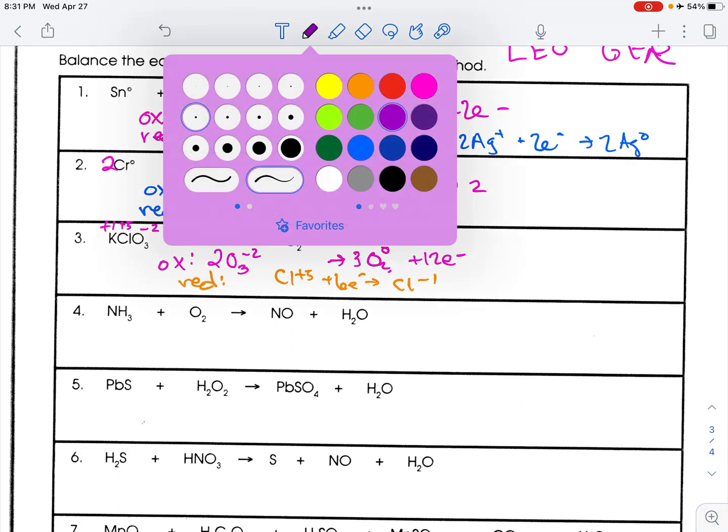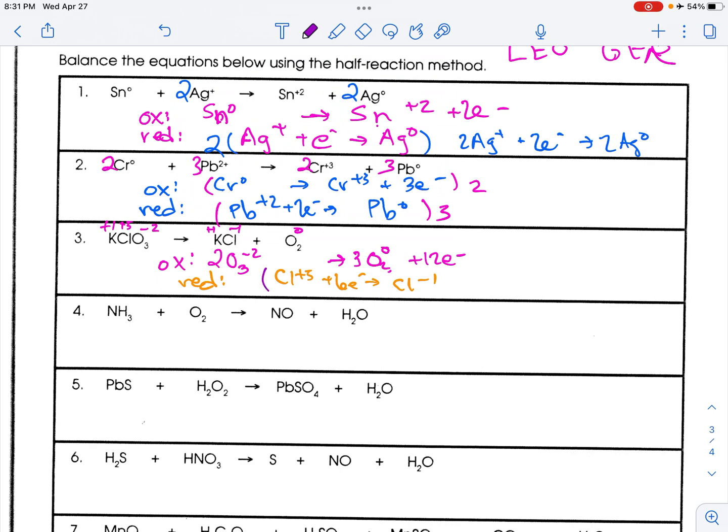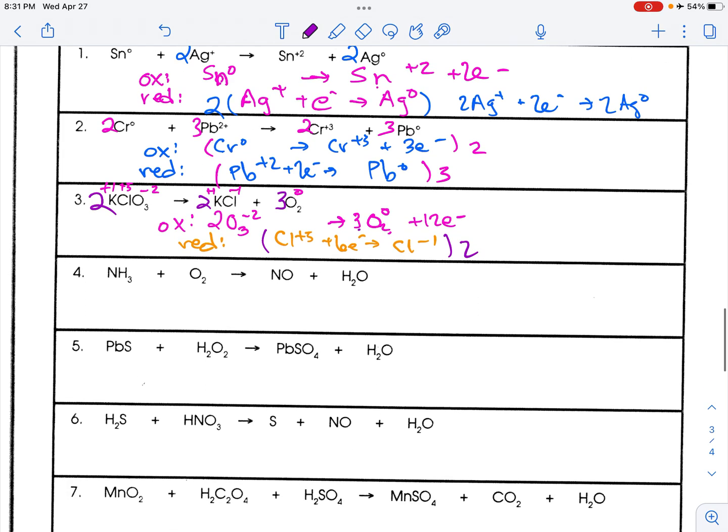So you can see both of those are not equal. So if I multiply this by 2, now I'll double everything. So anything with a Cl gets a 2 out front. So a 2 goes there and a 2 goes there. And then anything with an oxygen, the O2, that has a 3. So there's that.